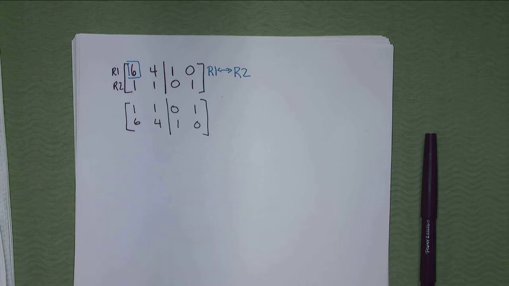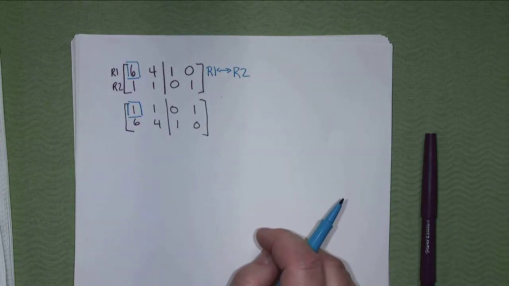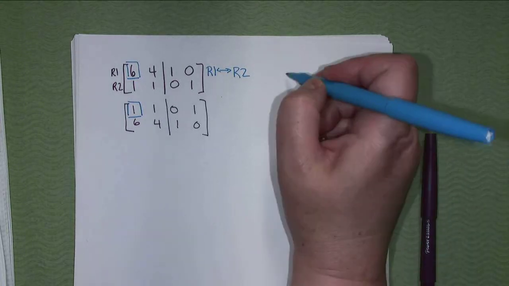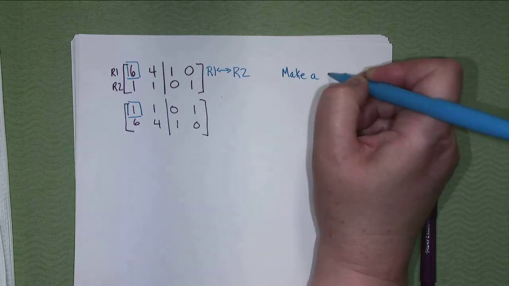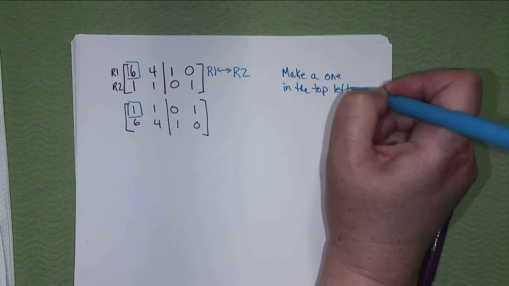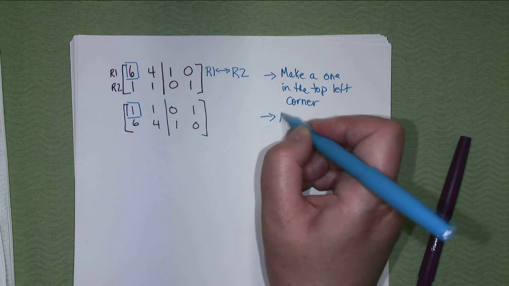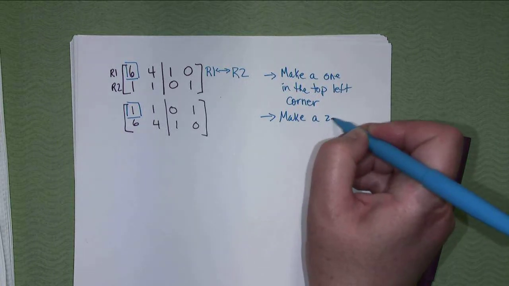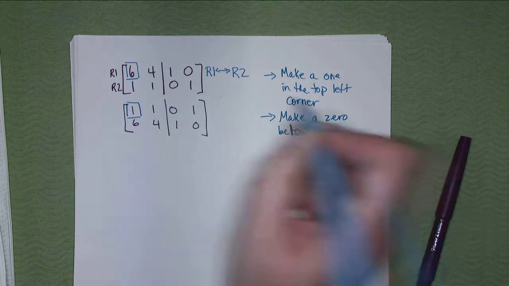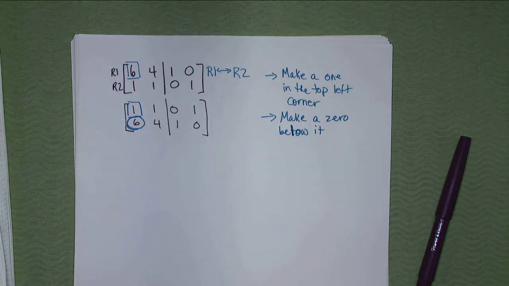People go in circles all the time with these, but if you follow my recipe, my steps, you will never go in circles. So once you make a 1, so make a 1 in the top left corner. So that's done. Make a 0 below it. Whoops, below it. So I'm going to put a circle where I mean. It's right here. We want to make that into a 0. You make your 1 first, and then you finish that column with zeros. Okay, so we're going to make a 0 here.